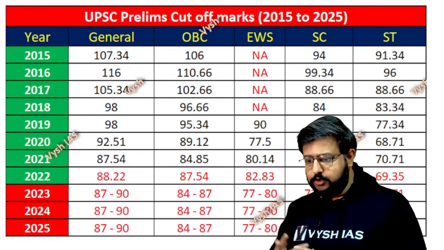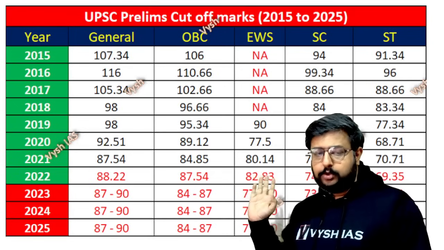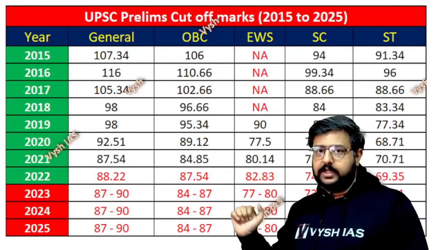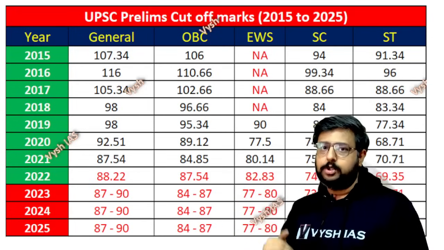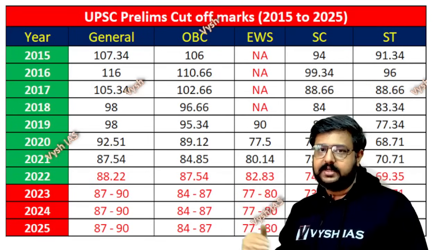Okay, so wait for that. So 2023 cutoff, as I told, we don't know. It will be in that range because it is going down. It was the toughest also compared to the previous year. So it will be in that 87 range for general category.